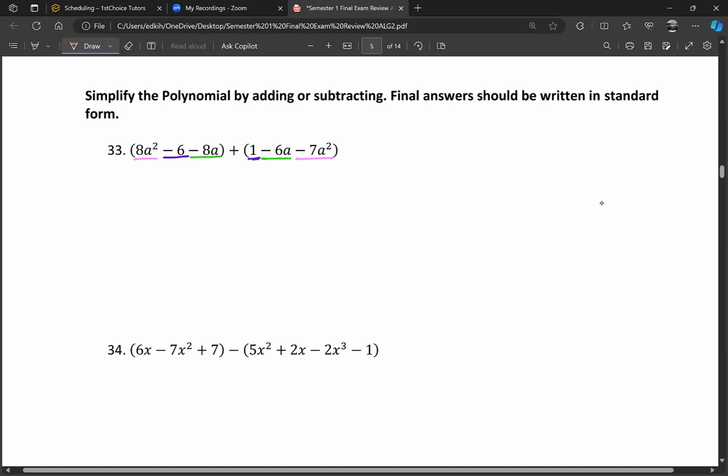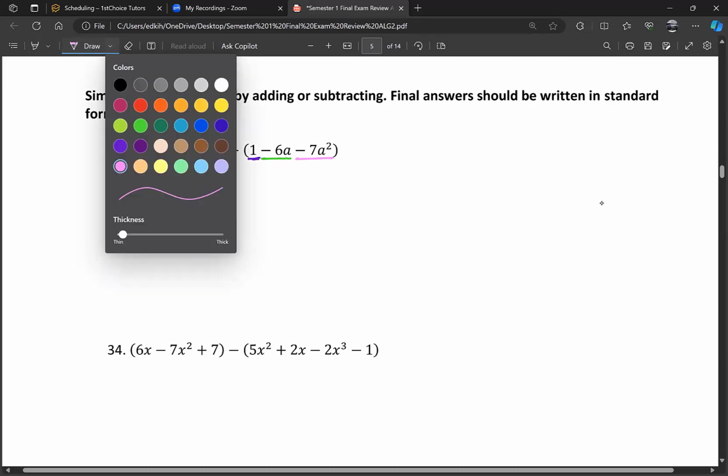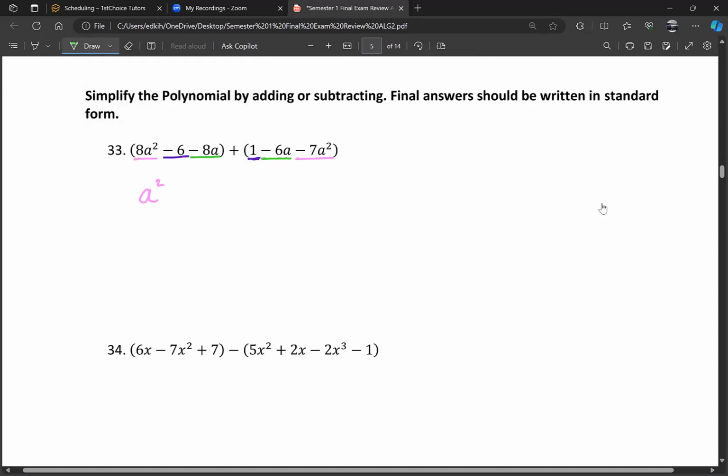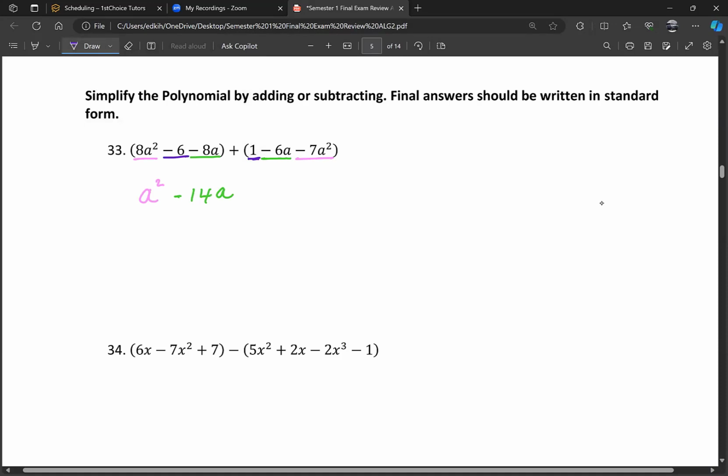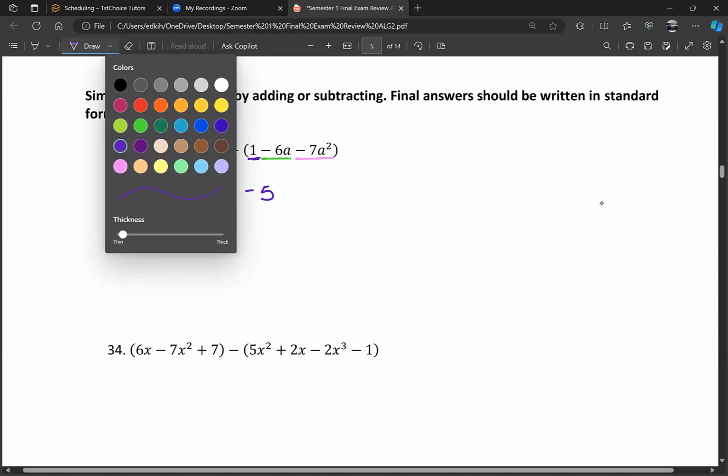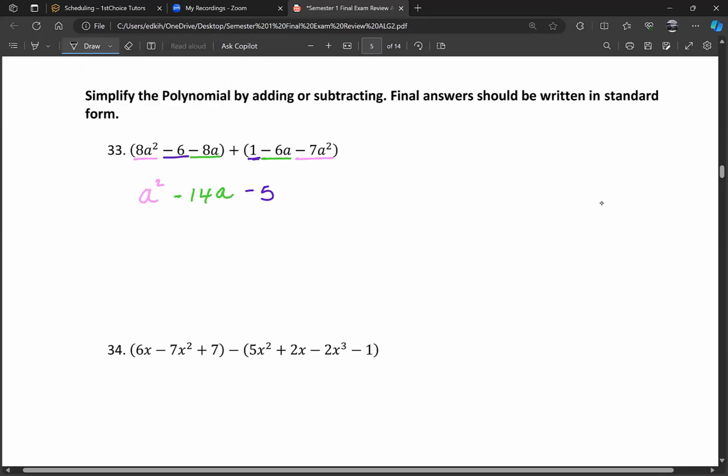So let's start with the highest degree. 8a squared minus 7a squared. That's going to be 1a squared. So there's no need of showing the 1. It's okay. Just say a squared. It makes you look more professional. The next degree is the green, which is -8a minus 6a. So -8 minus 6 is -14a. And the last but not least are the constants. And those are -6 plus 1, which makes it a -5. So our final answer, I'm just going to make it one color so it's not so festive. You have a squared minus 14a minus 5. This 2 looks weird. Let me fix that.